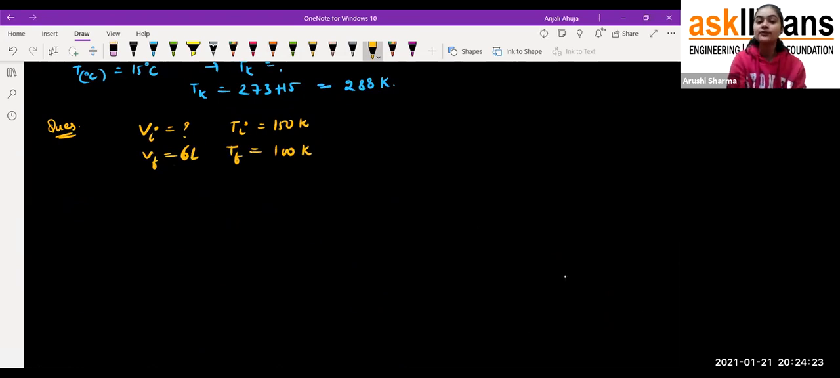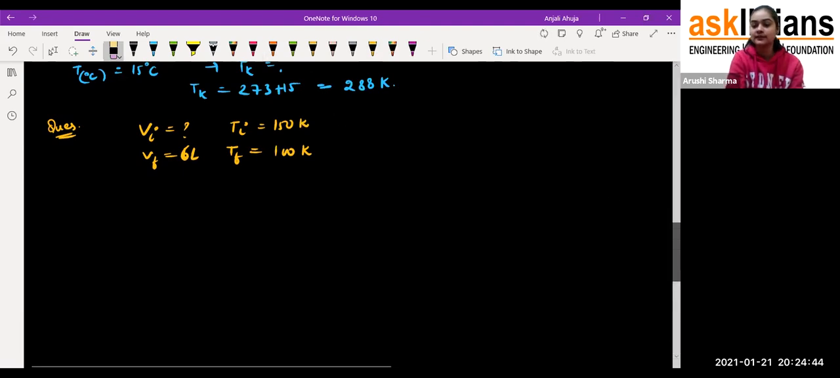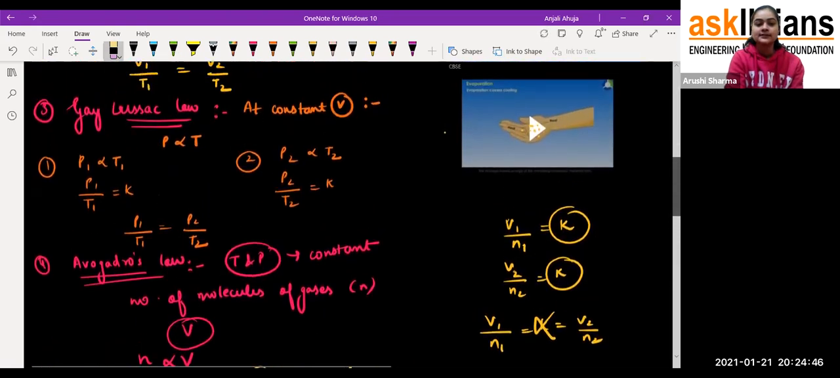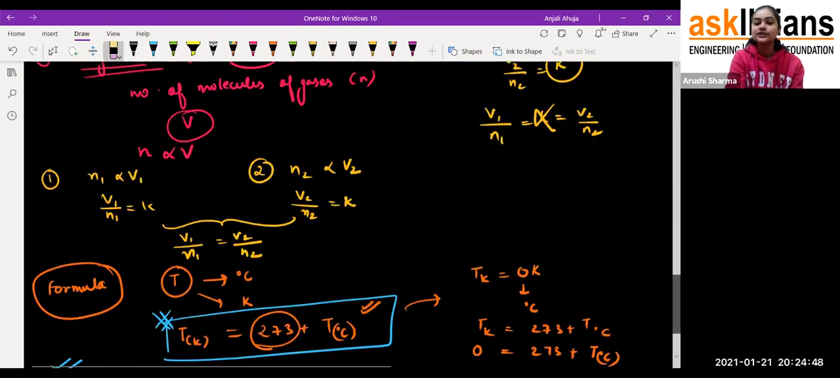So what formula are you going to apply? It is V1 by T1 is equal to V2 by T2. Exactly. And from which law are we getting it? V1 by T1, that is Charles law, if I'm not wrong. Okay, I'll check this once for you, whether I'm correct or not. Just a second. So exactly, students, it's Charles law which we are going to apply.